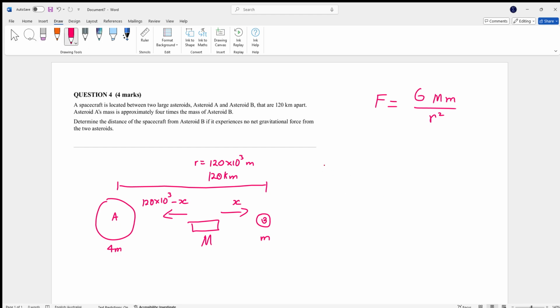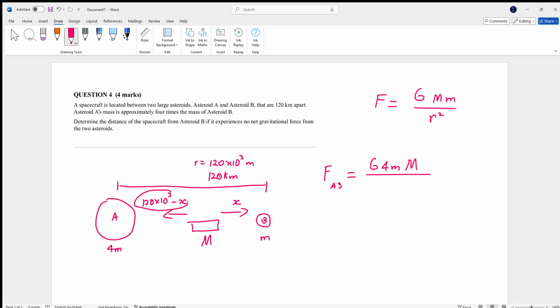So we have the force of gravity between asteroid A and the spacecraft. That would be the gravitational constant times the mass of asteroid A, which is 4m, because I'm going to write in terms of asteroid B, times the mass of the spacecraft, which is that, divided by the distance squared.